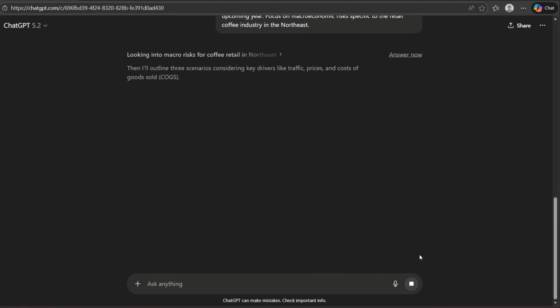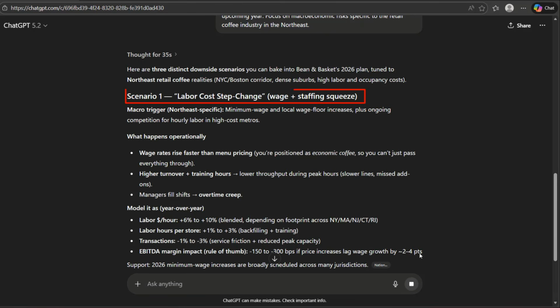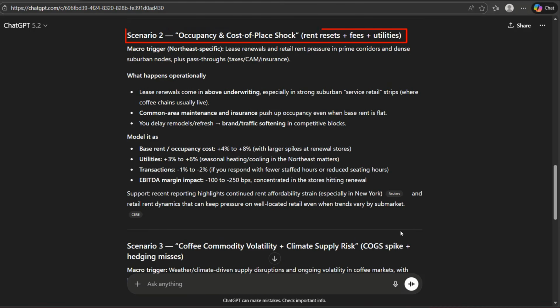The AI comes back with something far better than I could come up with. Scenario 1 states labor cost step change. Wage floors increase faster than our ability to increase prices, causing frequent staff turnover and higher training hours. Transactions reduce due to staffing shortage and slower service. Scenario 2 talks about occupancy and cost of place shock. Costly occupancy, maintenance rates, and utilities can cause delayed remodels or reduce seating time, hence squeezing sales.